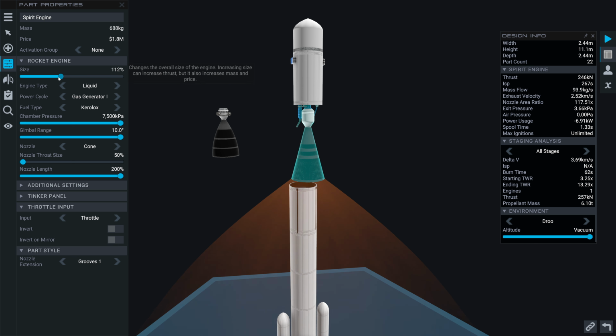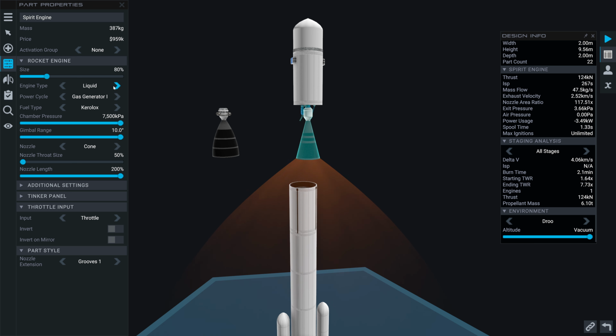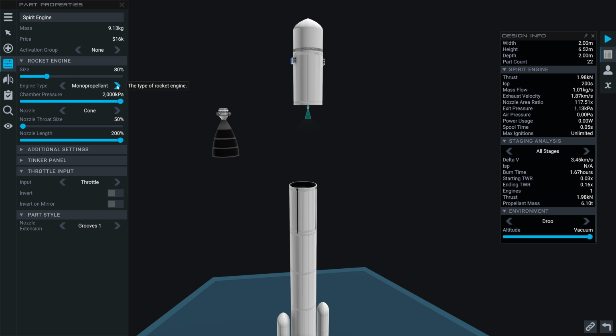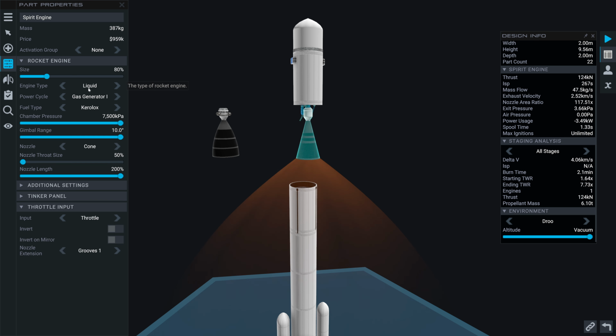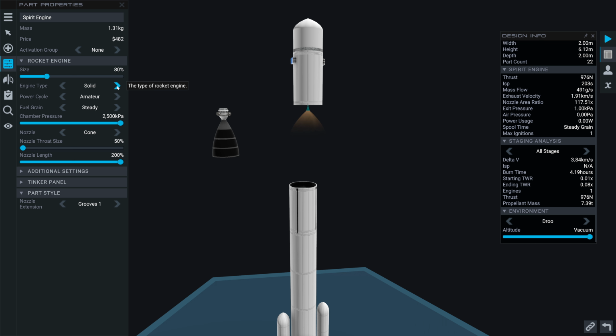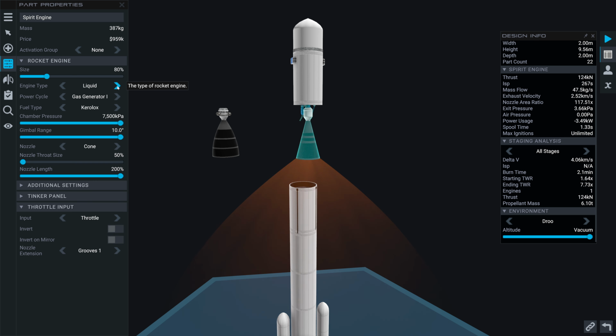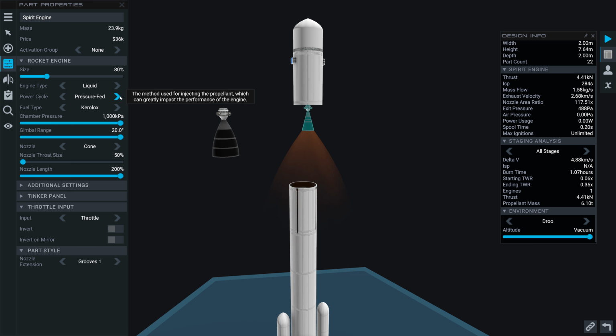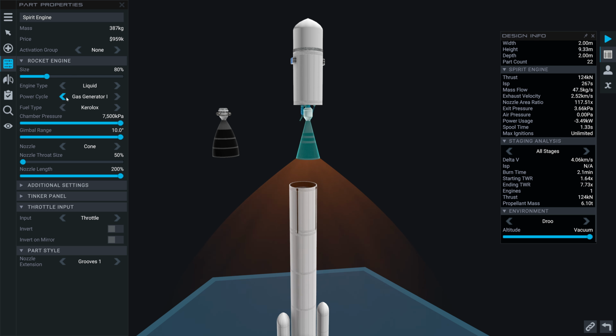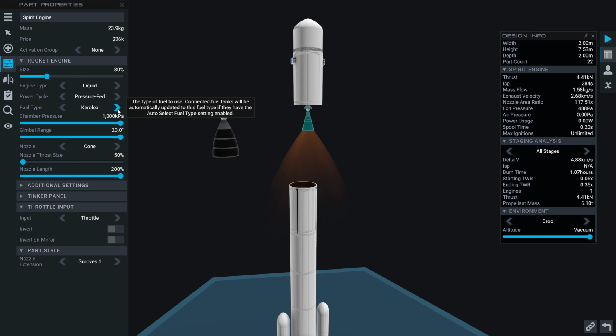Well, that's interesting. So 2.67 thrust to weight, not thrust to weight. I want to say 267 meters per second, not meters per second, seconds of specific impulse. 203, 200. Okay, so we're in the gas generator power cycle. This is pressure fed, which would actually be higher specific impulse. And then our fuel type is currently Kerolox, and we don't have an option there.